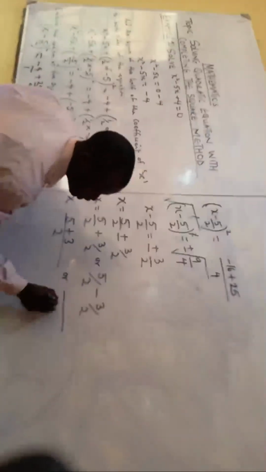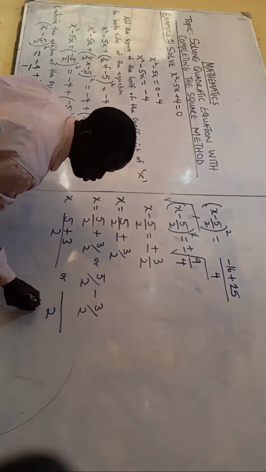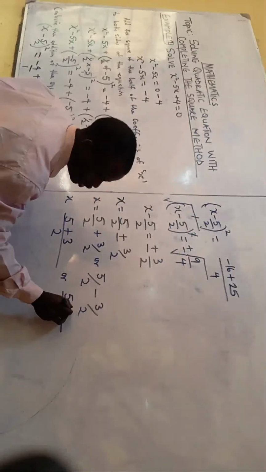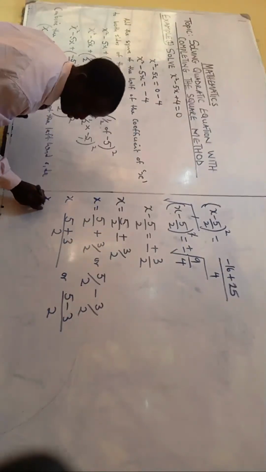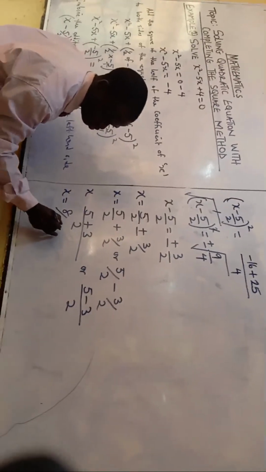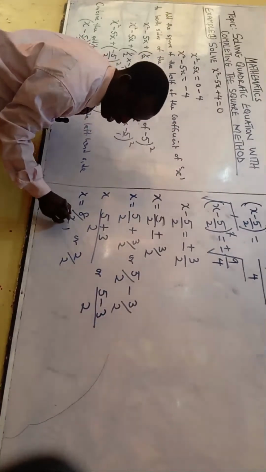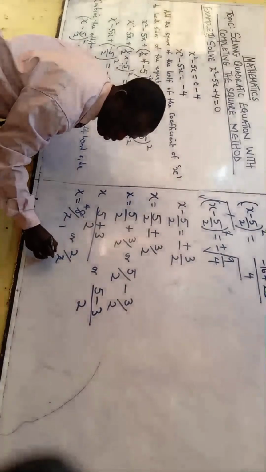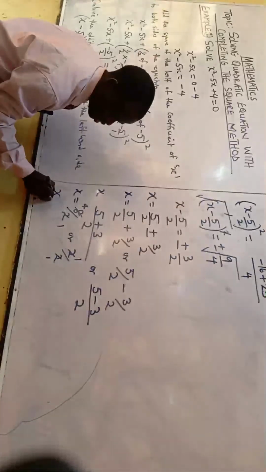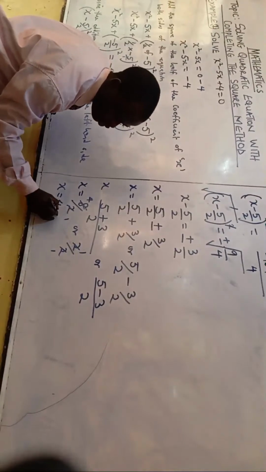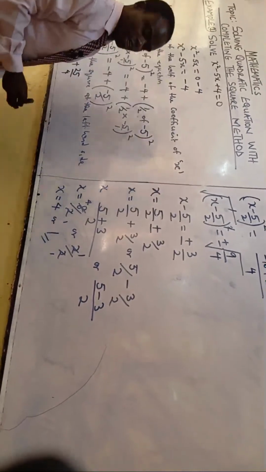Or, let's find the LCM. 2 goes into 1 times 5, 5. Minus 2 goes into 1 times 3, 3. Now, x equals 8 over 2 or 2 over 2. 2 here 1, 2 here 4. 2 here 1, 2 here 1. X equals 4. 4 divided by 1 is 4, or 1. Is that okay? Yes, sir.